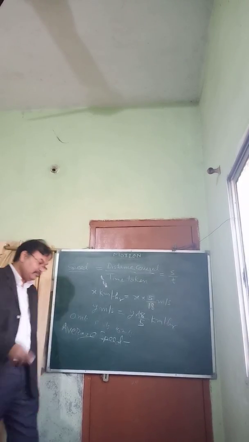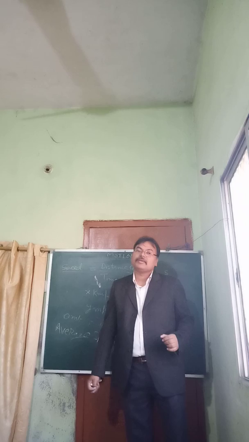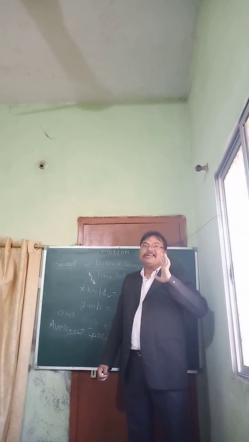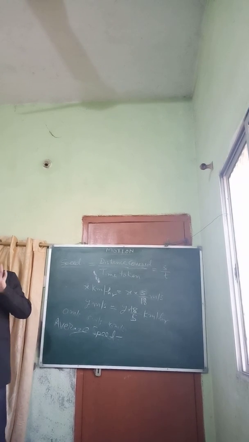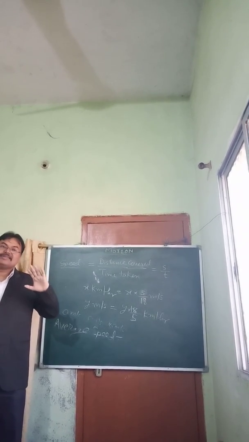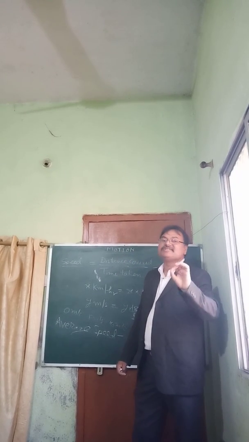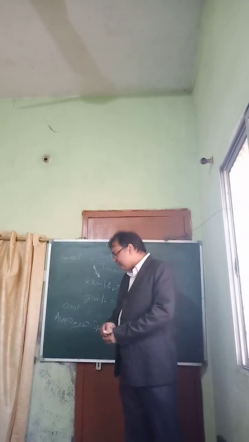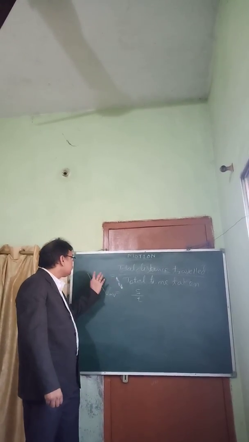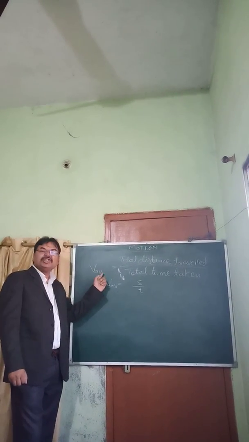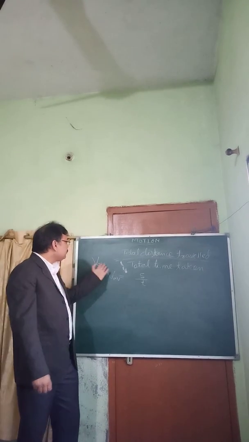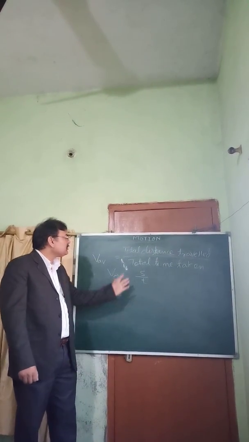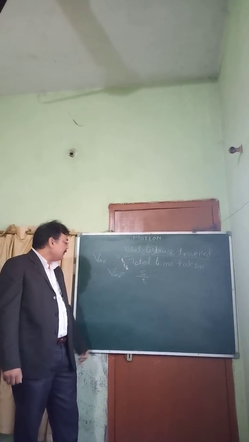What is average speed? Please note down the heading and write the definition. The total distance covered upon total time taken. It is the ratio of total distance covered to the total time taken. Average speed is denoted by VAV, where AV means average. And obviously it has the same unit as that of speed. Now this is the formula: total distance covered upon total time taken.